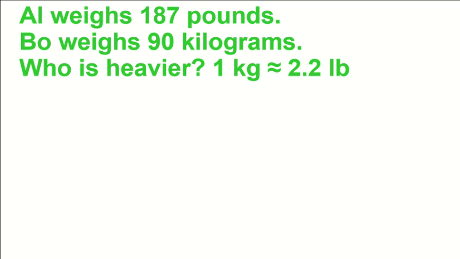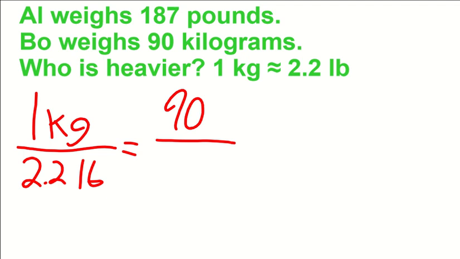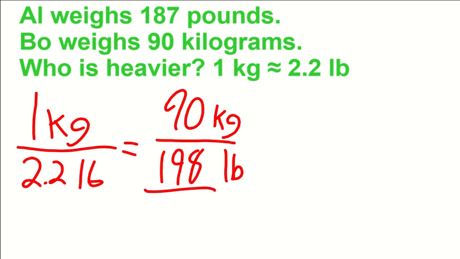If you did your 1 kilogram, 2.2 pounds, there's our scale. If he got the pounds, that means he was changing the kilograms. So we'd have Bo's weight, the 90 kilograms. So 90 times 2.2 divided by 1 would give us 198 pounds. That makes Bo more by 11 pounds.